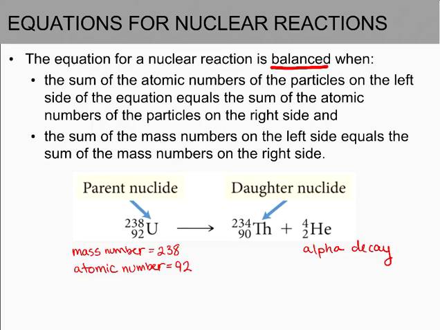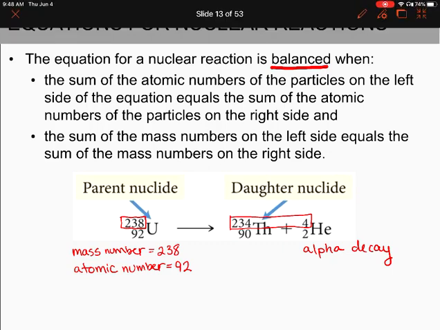So remember, we want the mass numbers to equal on both sides. So on the left side, we have 238. And on the right side, 234 plus 4 is equal to 238. So they equal each other, which is good. And then additionally, we want the atomic numbers to add up to the same thing. So on the left-hand side, we have 92. And on the right-hand side, we have 90 plus 2, which is 92.